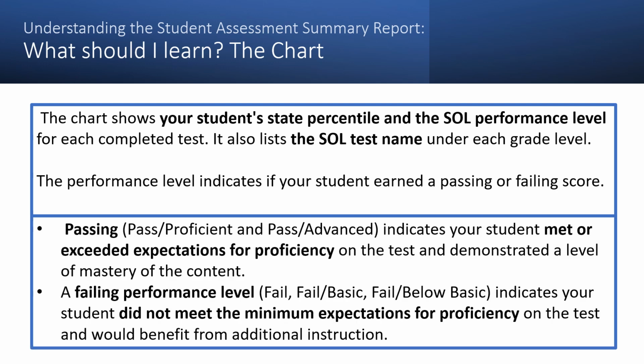As a reminder, passing, pass proficient, and pass advanced indicate your student met or exceeded expectations for proficiency on the test and demonstrated a level of mastery of the content. A failing performance level, fail, fail basic, or fail below basic, indicates your student did not meet the minimum expectations for proficiency on the test and would benefit from additional instruction. It is very important to identify your student's SOL performance level for each test while looking at the chart.